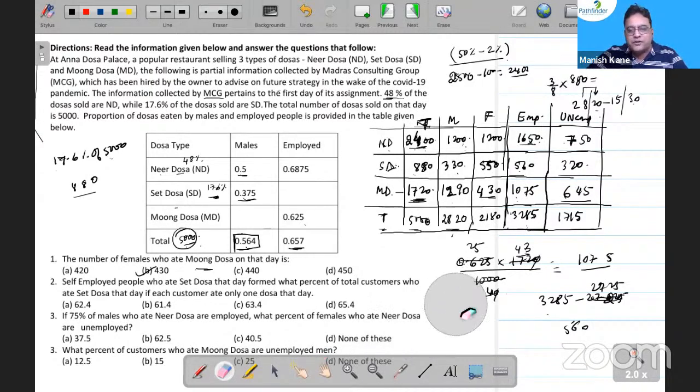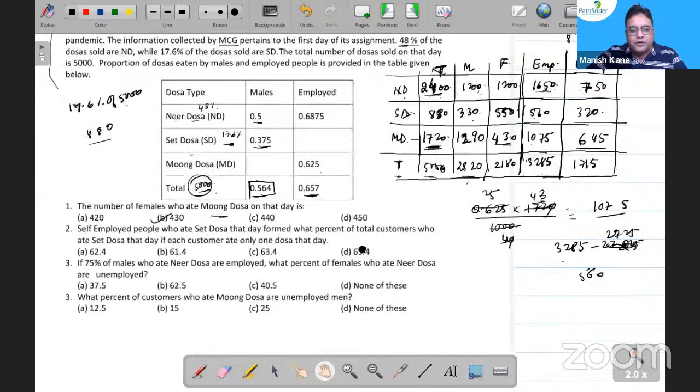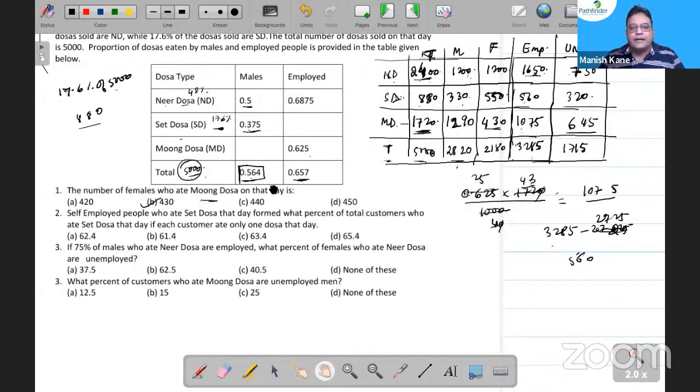The next question is, you see the next question? Self-employed people who ate set dosa that day formed what percent of total customers? So self-employed people who ate set dosa are 560. So 560 is what percent of total customers who ate set dosa? So all you need is 560 upon 880 into 100. This should be 8 11s are. So 700 by 11 is actually 63.6, not 60, but this is the nearest answer.